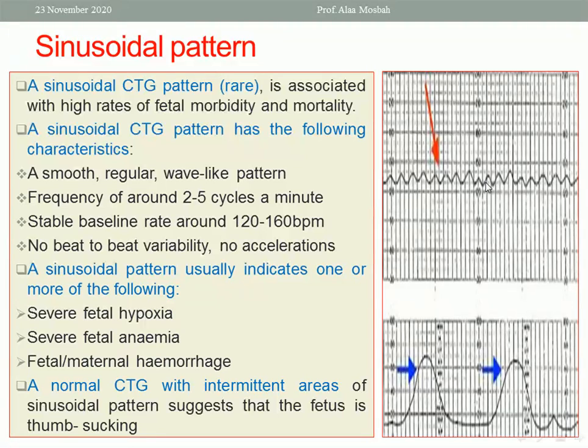A smooth wave-like pattern without beat-to-beat variability. As you see, there is no beat-to-beat variability and no accelerations. Usually a stable baseline between 120 to 160 beats per minute. Its frequency is around 2 to 5 cycles per minute. We said each large square is considered 1 minute.